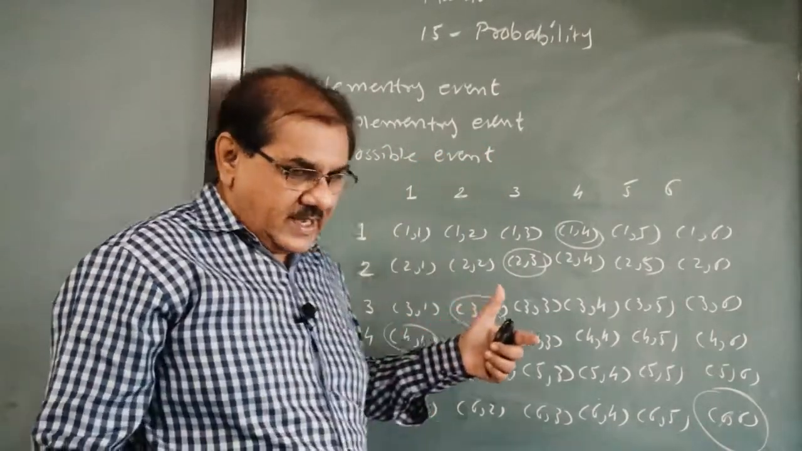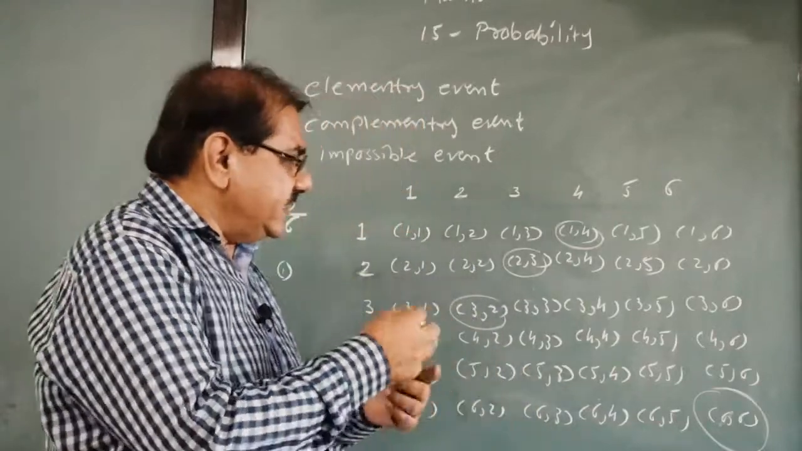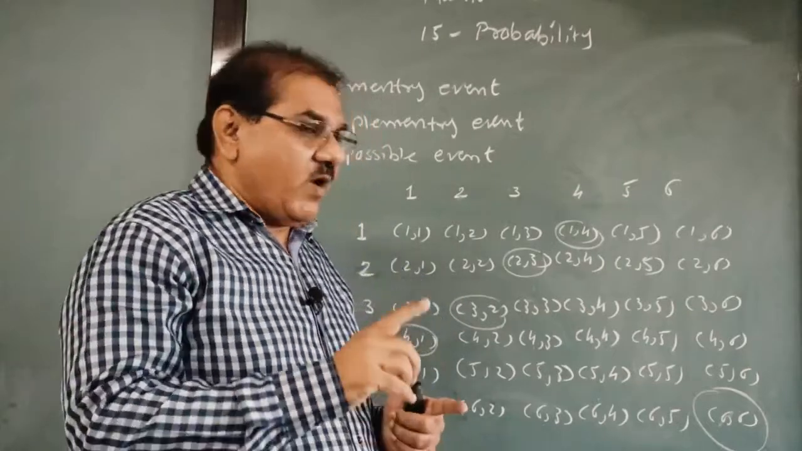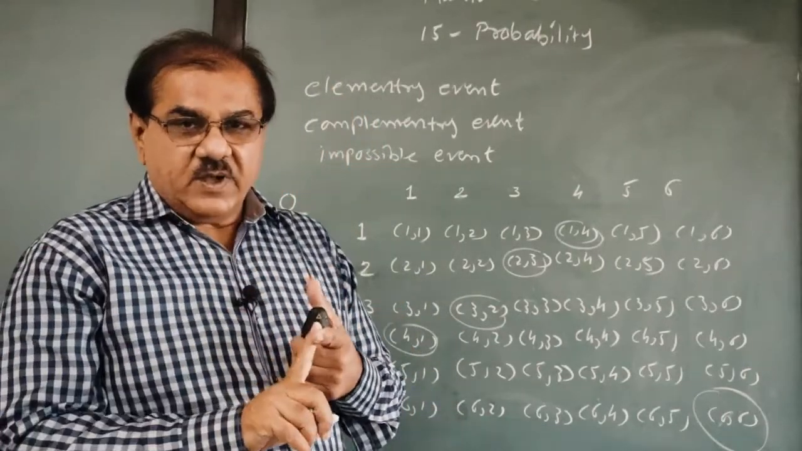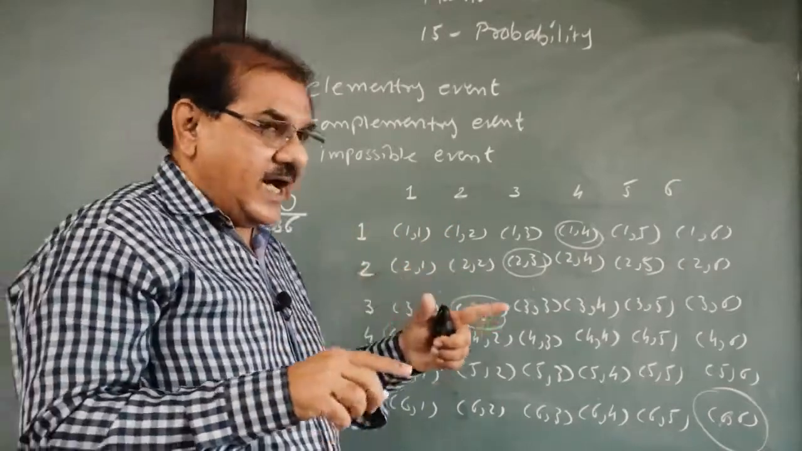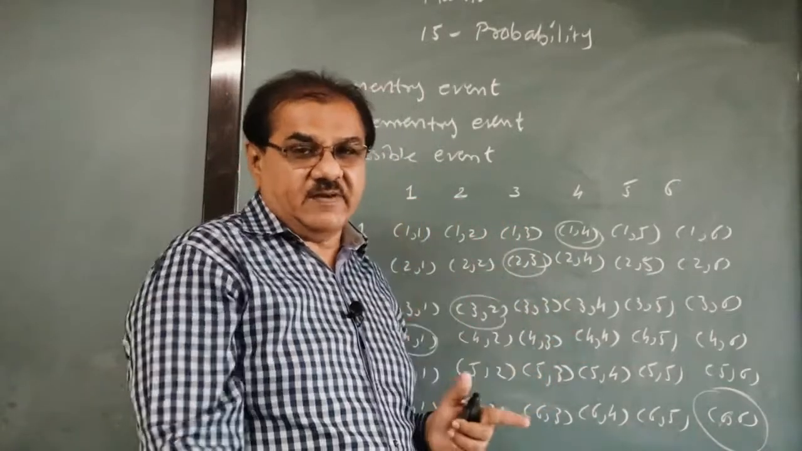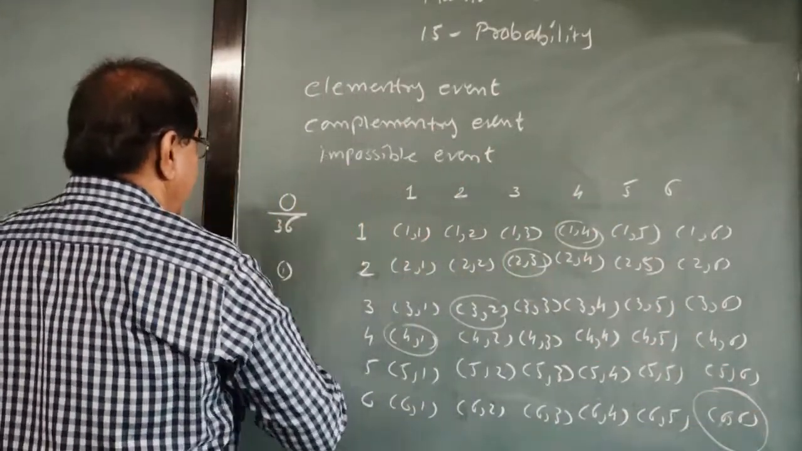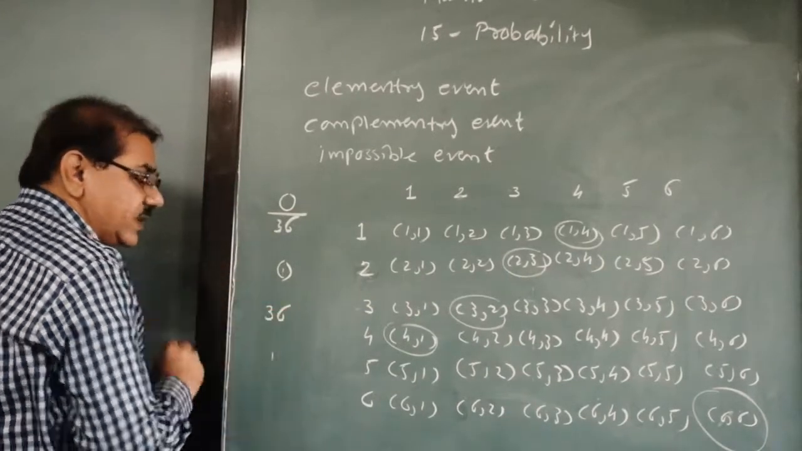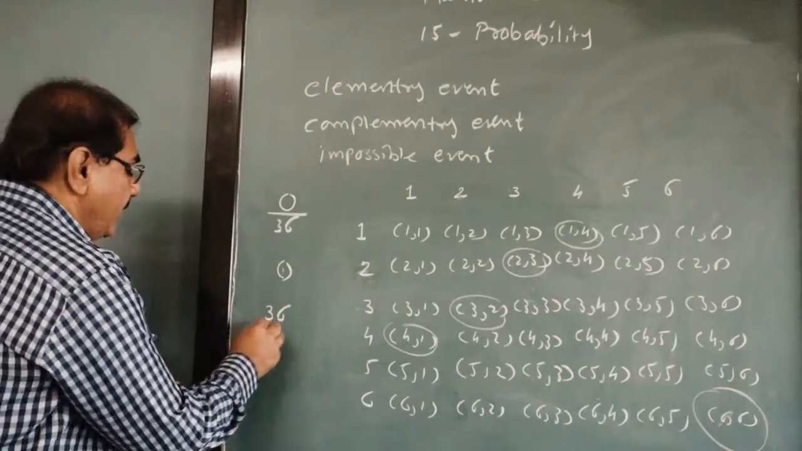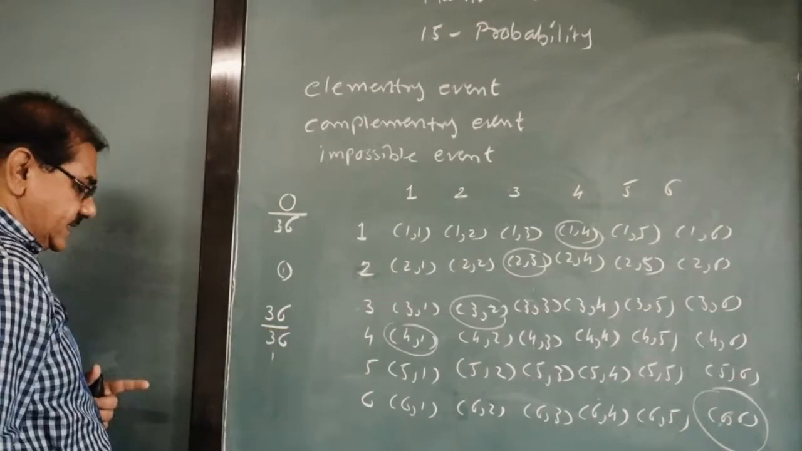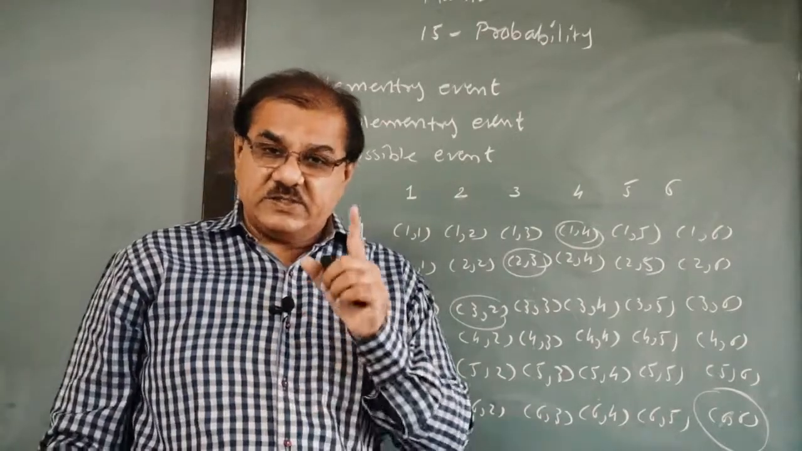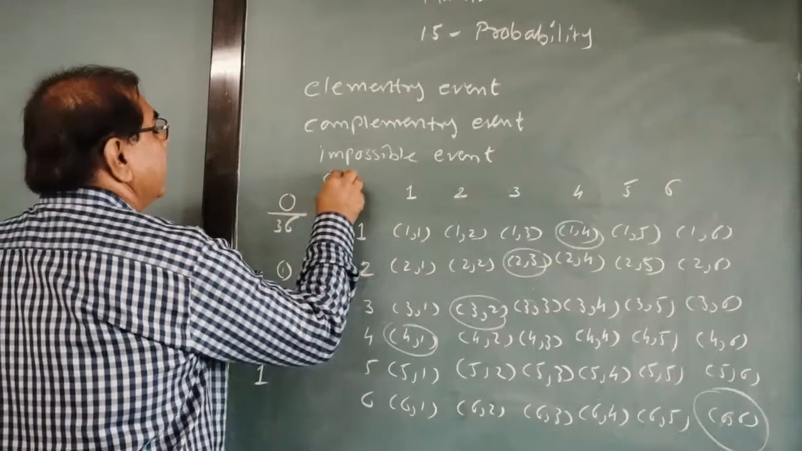In the same way, I slightly change the question: when two dice are thrown simultaneously, what is the probability that the sum of the two numbers on the two dice is 12 or less than 12? Then all the outcomes are 12 or less than 12. So all the 36 outcomes are favorable to the event, upon total number of outcomes 36. So the value is 1. Here, if the value of the probability is 1, it is known as a certain event.